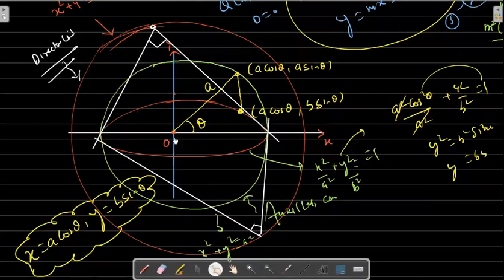So now you can see here that this theta, which you have in the diagram, is called the eccentric angle of the ellipse. You can see here, if we eliminate theta, if I write x by a equals cos theta, y by b equals sin theta, and square and add that, I'll get back the ellipse equation.